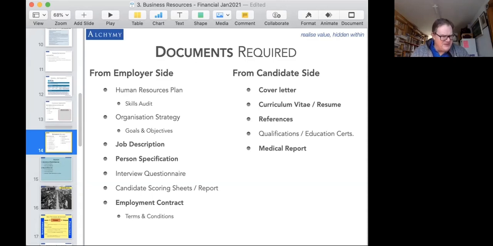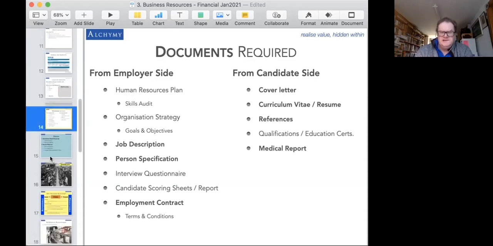Now, the things that help this process from the candidate side are things like your cover letter or your CV or resume. So we should look at that, shouldn't we? You must have it. Okay, so if you think about it, when you apply for a job, do you just write a letter, or how do you tell the organization what you can do and why they should hire you? So here we would do that with a cover letter.